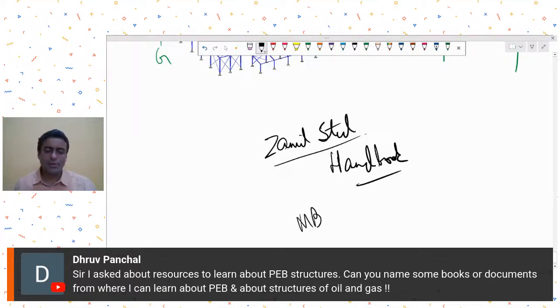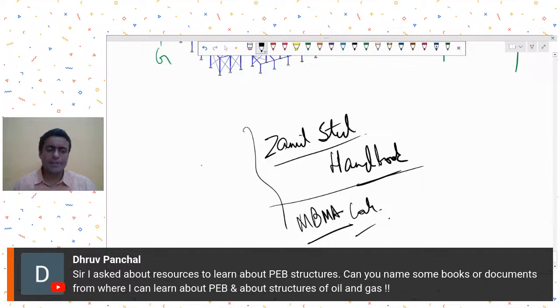Maybe you can go through the MBMA code and just read about basics of structural steel design, especially for three plate sections, because in PEB mostly these three plate sections are being used. So read about the design and detailing for the three plate sections along with their connections. So I think this much should be enough. And then your usual basics about wind, gravity loads, etc.